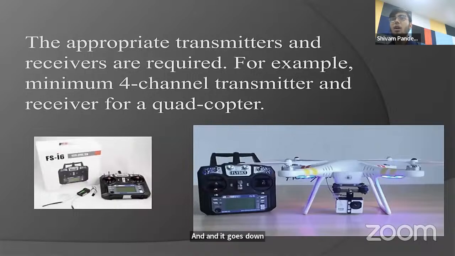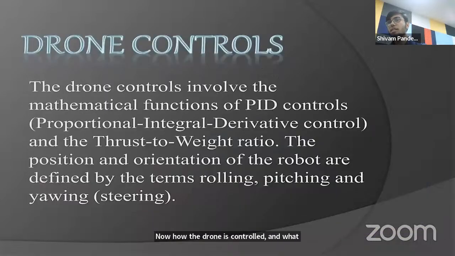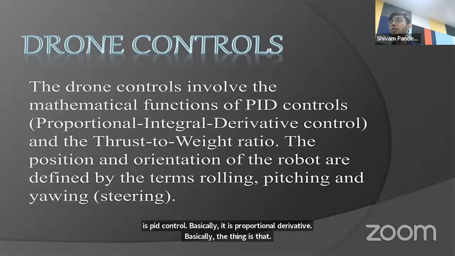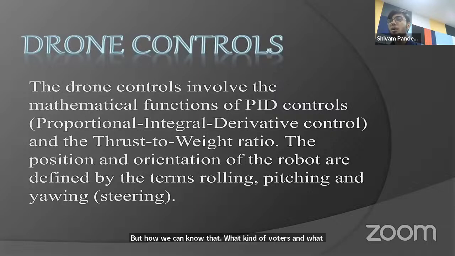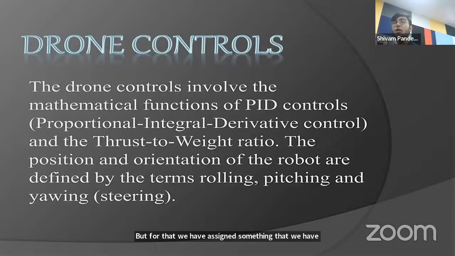Now, how is the drone controlled? The thing that is used in the drone is PID control, basically proportional integral derivative. The question is how we know what kind of motors and propellers we have to use in the drone. For that, we assign the weight of the drone. According to the weight, we choose the motors, and according to the motors, we choose the propellers. So basically, it is the thrust to weight ratio. Thrust is the force given towards the ground, and the weight is the weight of the drone. The motors force downward pressure, and using that downward pressure, the drone lifts upward. So this is known as the PID.